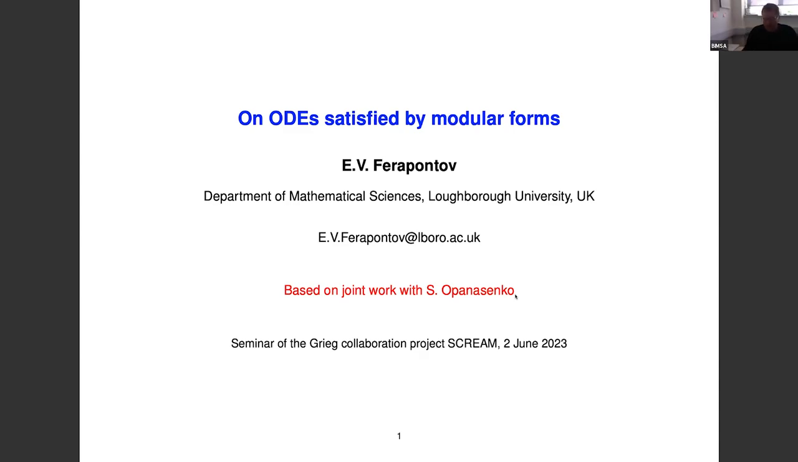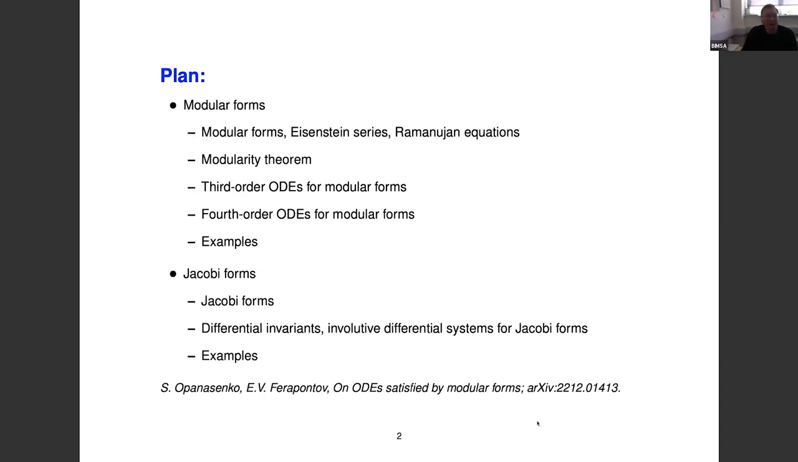So I will discuss differential equations satisfied by modular forms. This is the plan of my talk. I will start with classical modular forms, Eisenstein series, and the Ramanujan equations satisfied by these Eisenstein series. Then I will discuss third order and fourth order ODEs for modular forms and give a few explicit examples of differential equations for modular forms. Then, if time permits, I will speak about Jacobi forms, two variable generalizations of modular forms, and more or less do the same: discuss differential systems for Jacobi forms and give some examples. It is based on our paper with Stanislav Apanasenko, which is available on the arXiv.